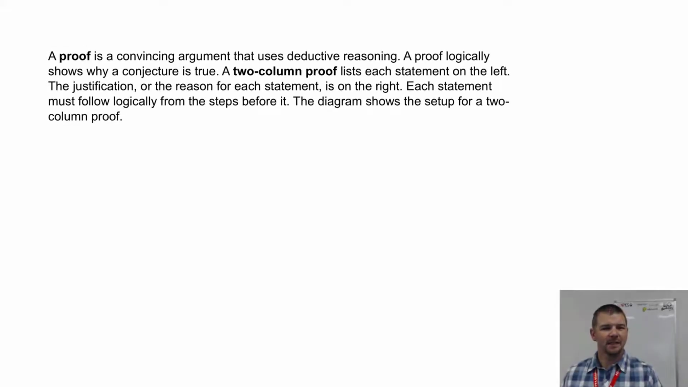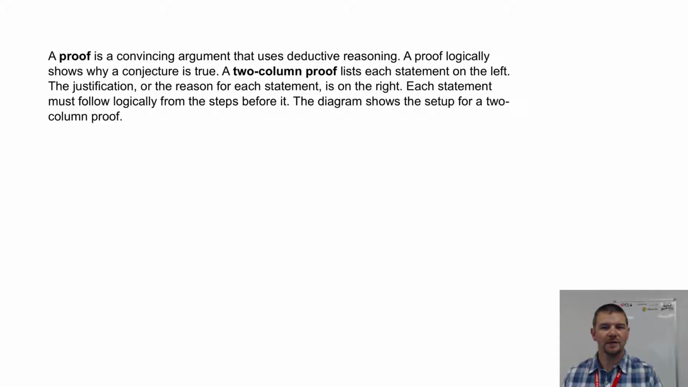A proof is a convincing argument that uses deductive reasoning. A proof logically shows why a conjecture is true. A two-column proof lists each statement on the left. The justification, or the reason for each statement, is on the right. Each statement must follow logically from the steps before it.